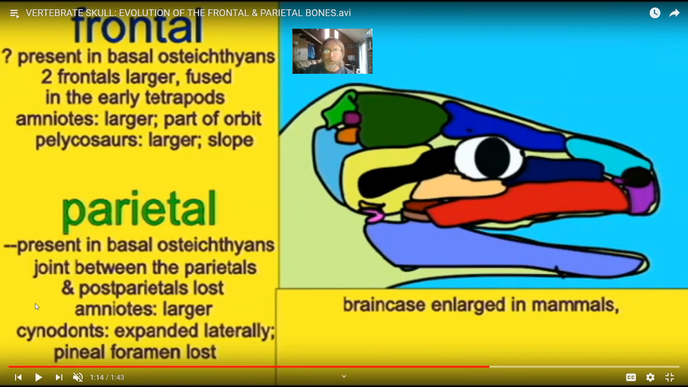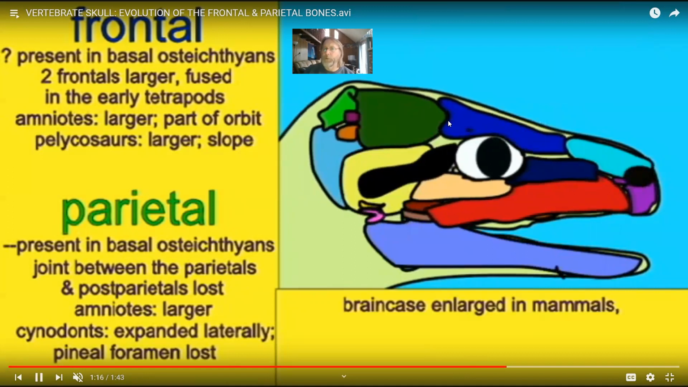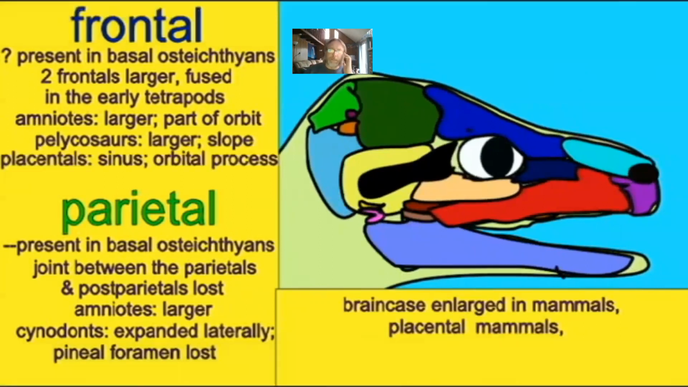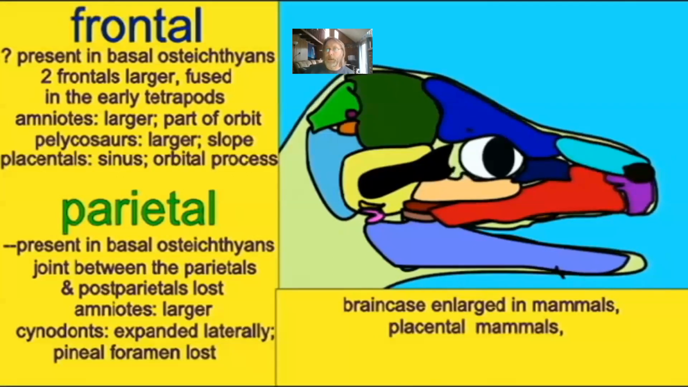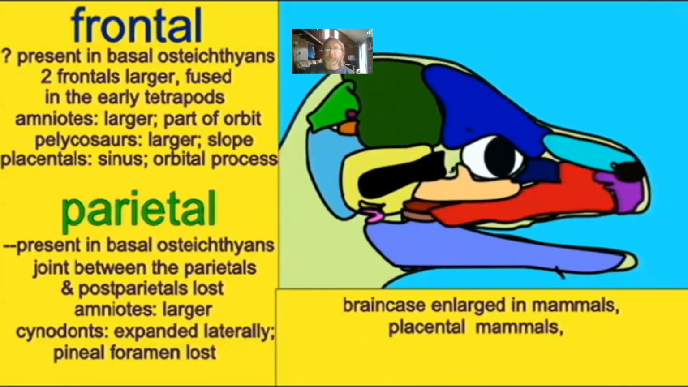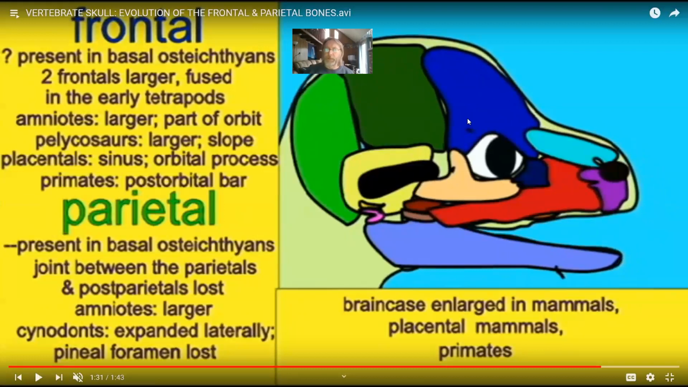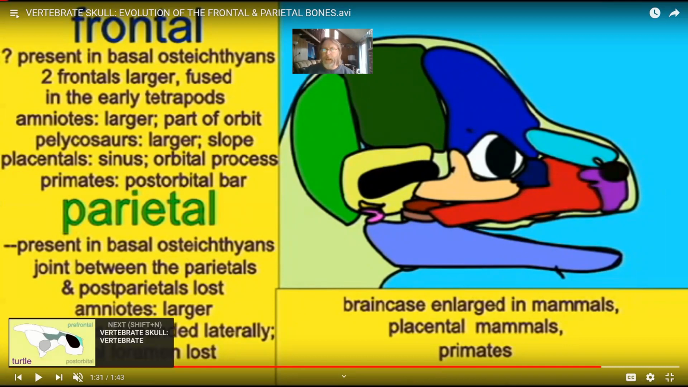Mammals kept enlarging their brain gradually over time. And so the parietal and frontal bones got bigger as the brain got bigger, not only in mammals, but now also then in placental mammals, and then also then in primates, and then in higher primates, in apes. The brain kept expanding. And obviously this involved the frontal and parietal bones, because as you can see here, there's no way you could get a larger expanded brain unless the frontal and parietal bones were then expanded as well.